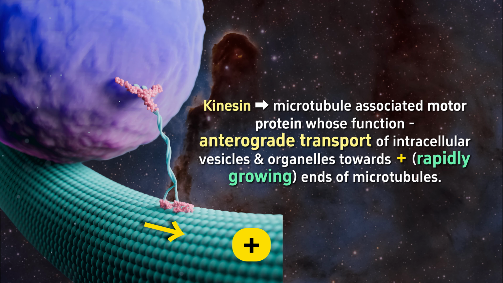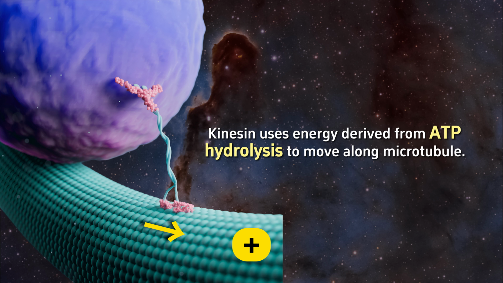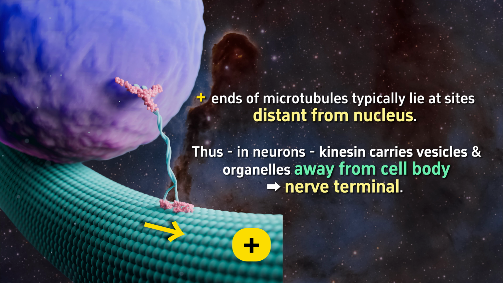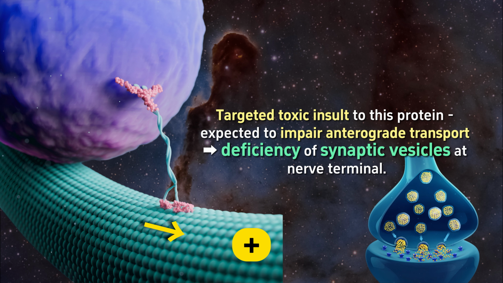Kinesin is a microtubule-associated motor protein whose function is anterograde transport of intracellular vesicles and organelles toward the plus, rapidly growing, ends of microtubules. Kinesin uses energy derived from ATP hydrolysis to move along the microtubule. The plus ends of microtubules typically lie at sites distant from the nucleus. Thus, in neurons, kinesin carries vesicles and organelles away from the cell body and toward the nerve terminal. A targeted toxic insult to this protein would be expected to impair anterograde transport, resulting in a deficiency of synaptic vesicles at the nerve terminal.